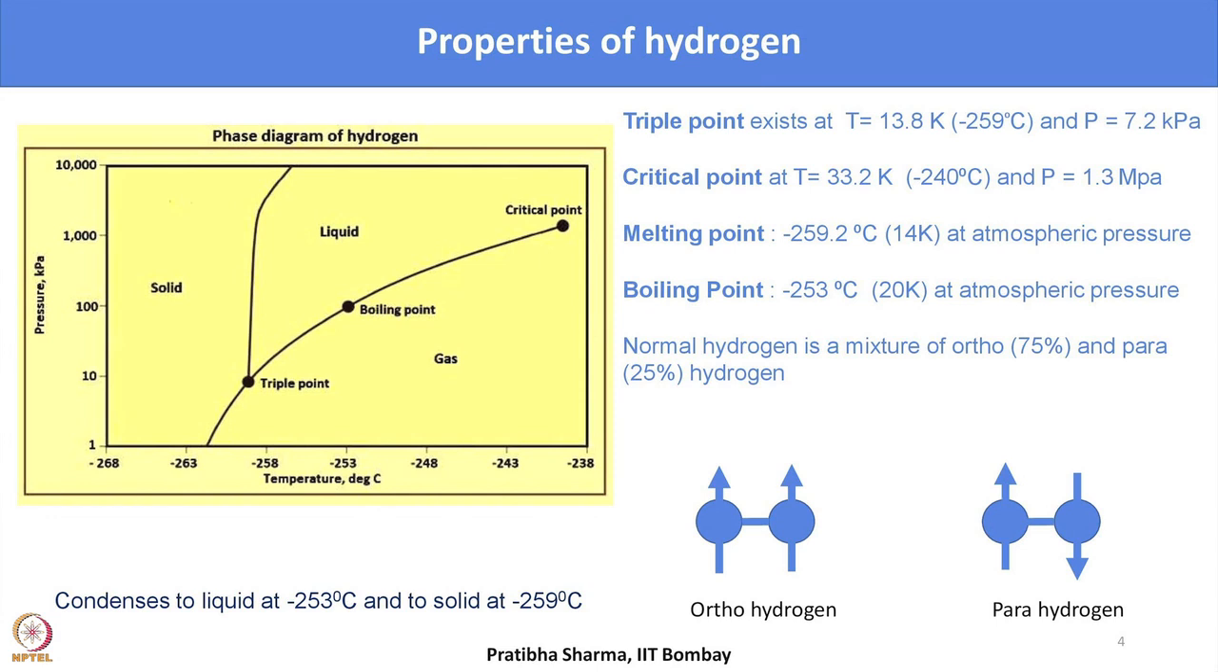However, this boiling point can be increased. Hydrogen can still be liquefied at higher pressures up to a maximum of minus 240 degrees centigrade or 33.2 K at a pressure of 1.3 MPa, which is the critical point, beyond which it cannot be liquefied by simply increasing the pressure. Hydrogen can be obtained in solid form at a temperature of minus 259.2 degrees centigrade, that is 14 K, at atmospheric pressure.